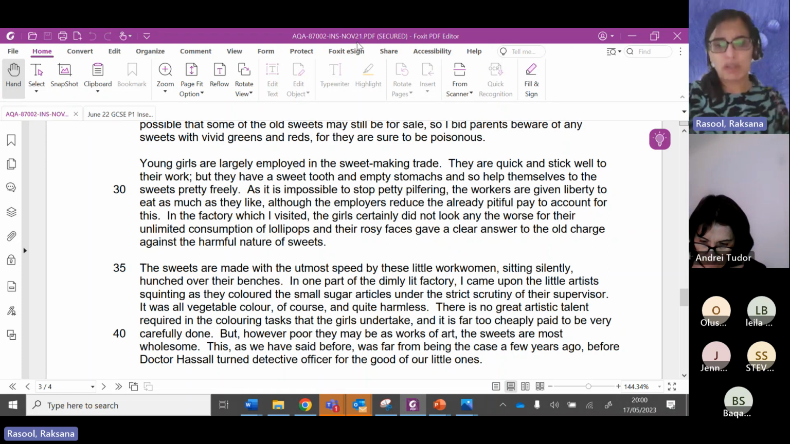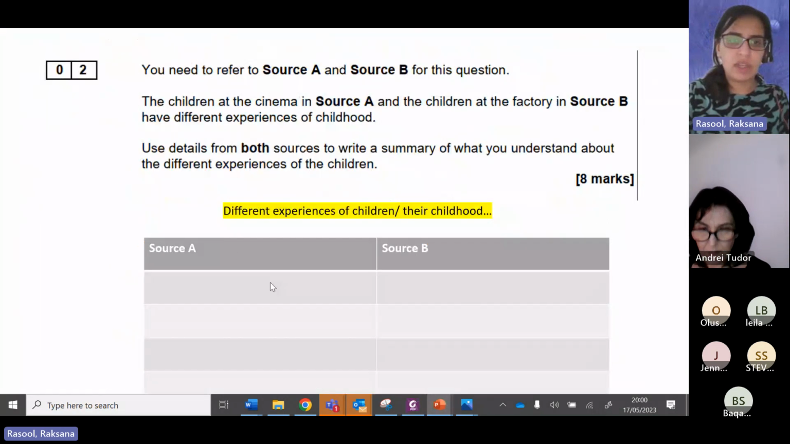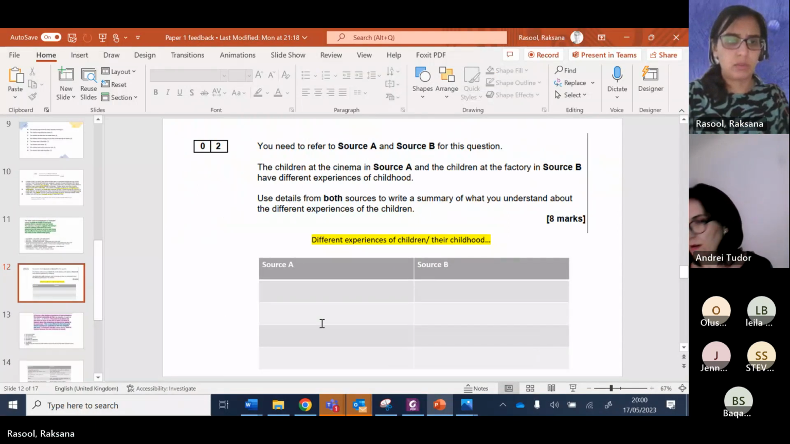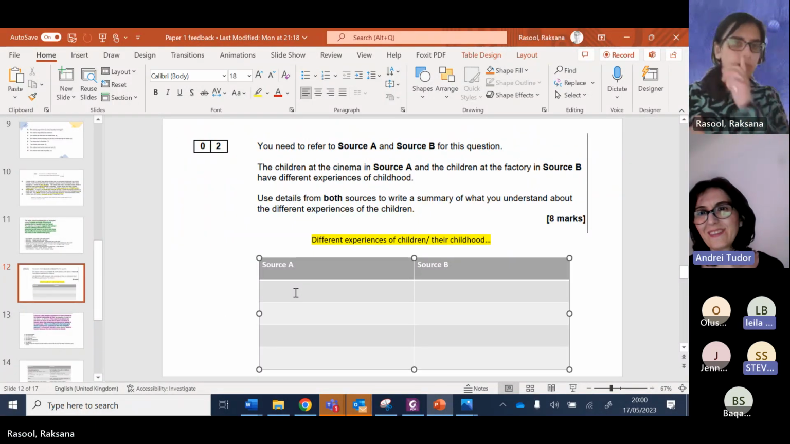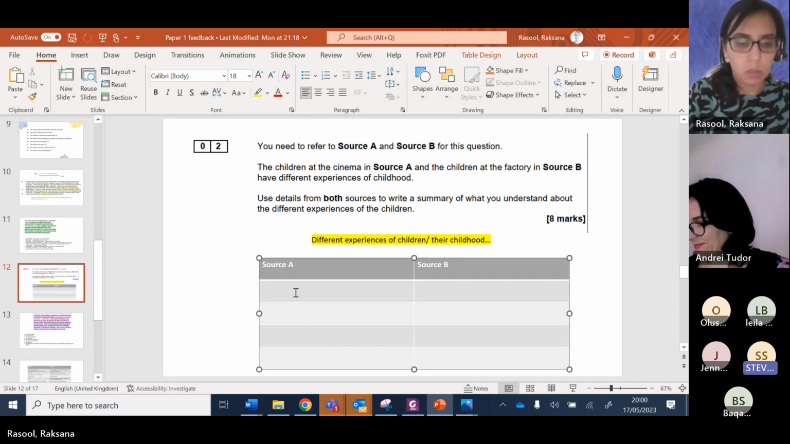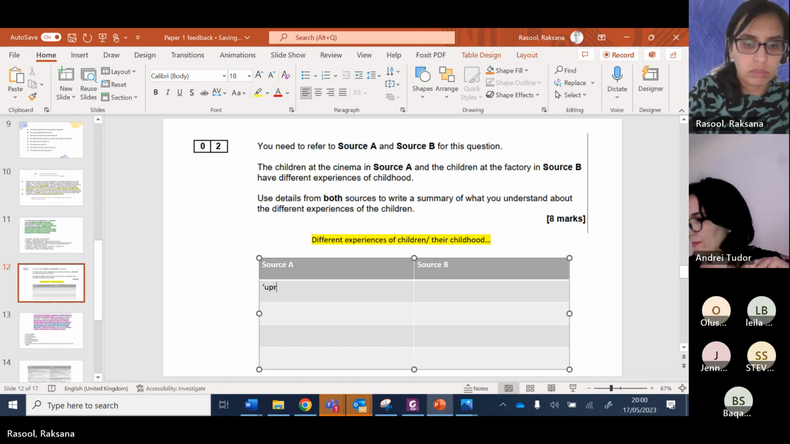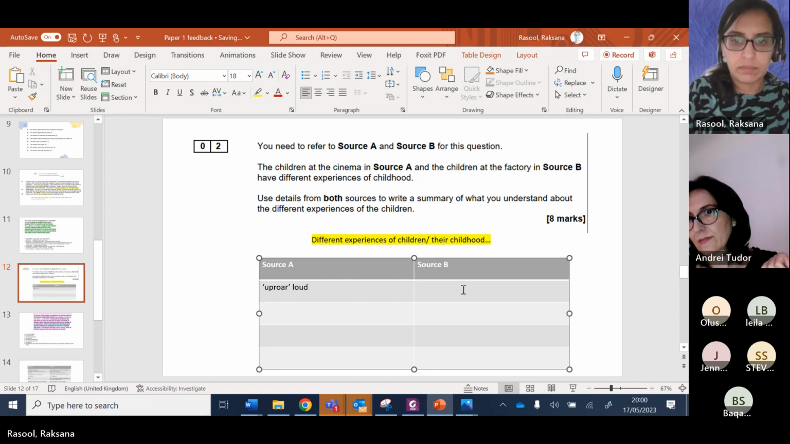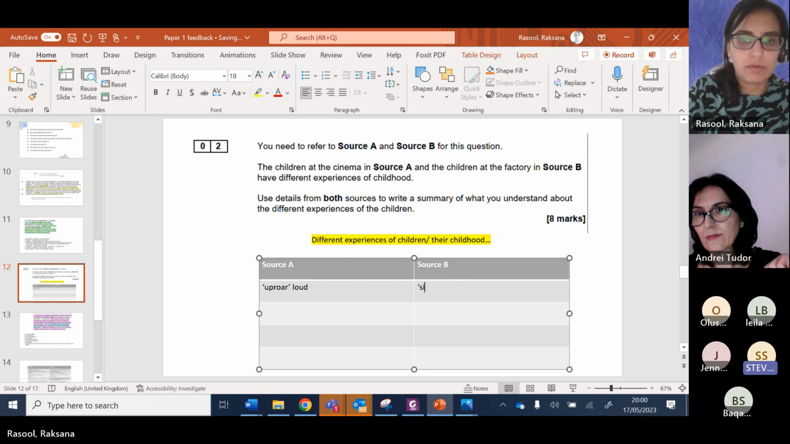So what have we got then? If I go back to my PowerPoint then, what kind of things am I typing in? Sophie: I got from Source A, obviously, there's a lot of uproar, so they were very loud. Against Source B, in Source B, they were sitting silently. So it was like dead quiet.